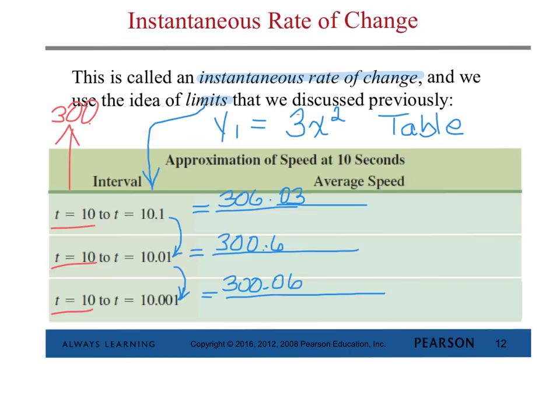And of course, for the increment on all of these, it's going to be the difference between 10 and 10.1. So for the first one, it's going to be 0.1. For the second one, it's going to be 0.01. And for the third one, it's going to be 0.001. And each time, in the numerator, we're going to be subtracting the initial distance, which is at 10 seconds, which is your 300. And so we're going to see what happens.